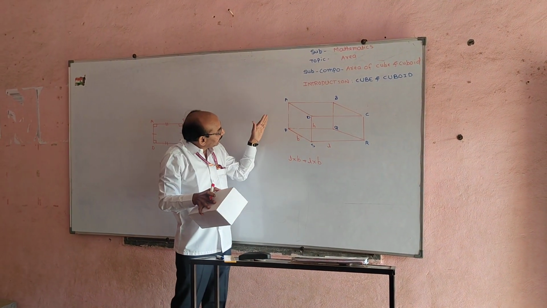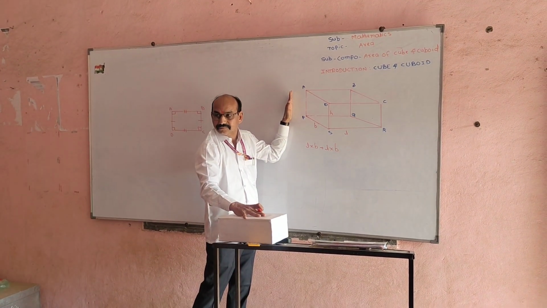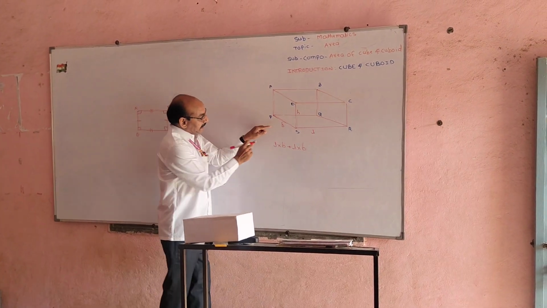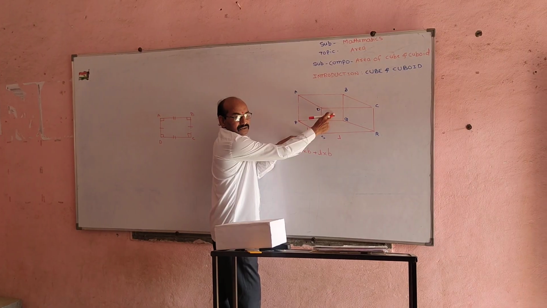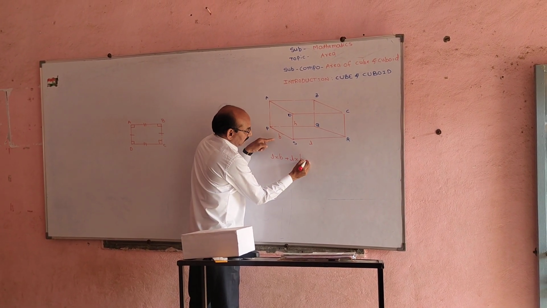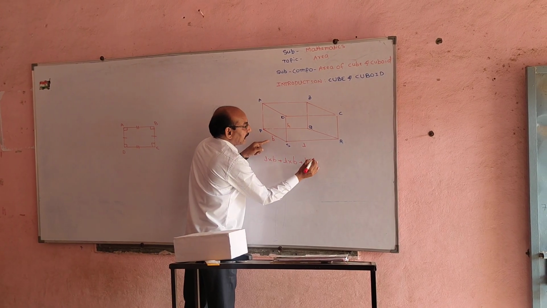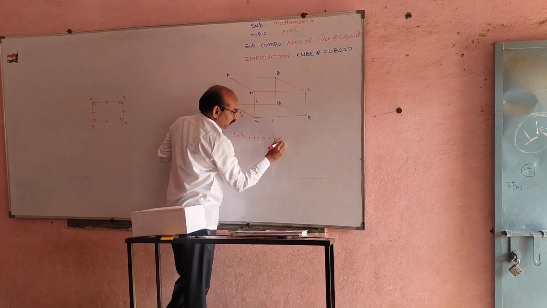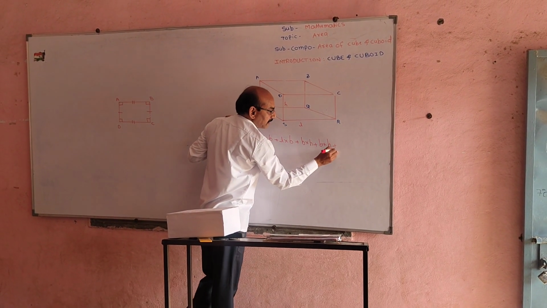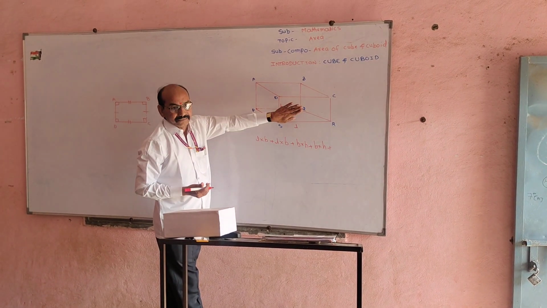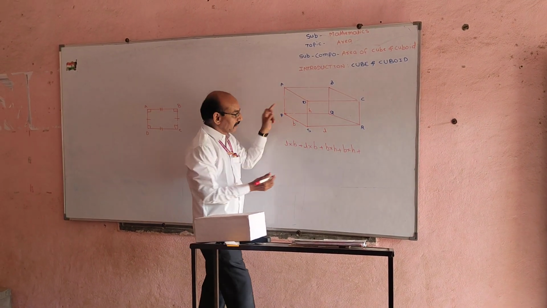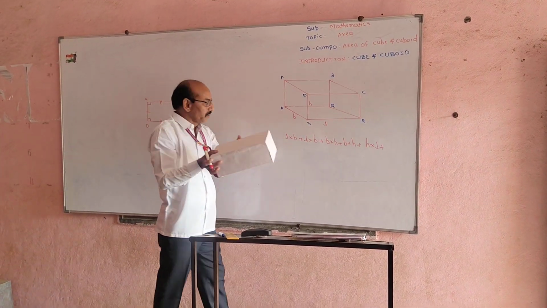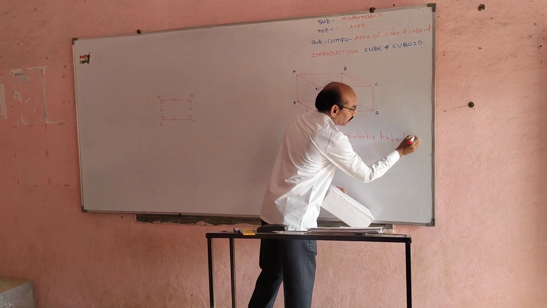Now find the area of the left hand side, using its breadth and height. We get the multiplication of breadth into height. In a similar way, the area of the right hand side is breadth into height, so breadth into height plus breadth into height, plus the area of the front side. Here we have one length and height, so height into length, plus the back side also uses the multiplication of height into length.